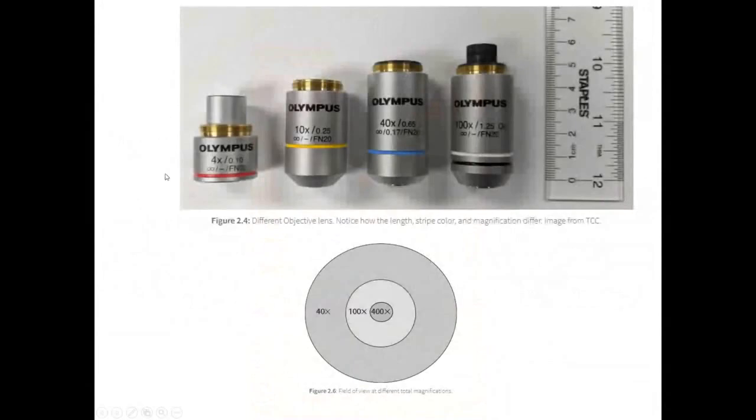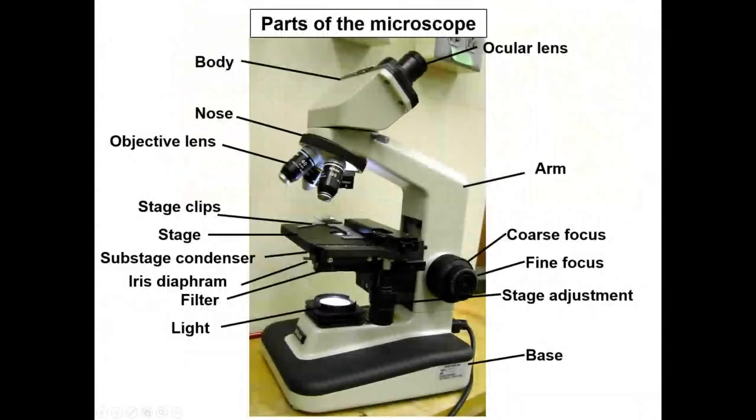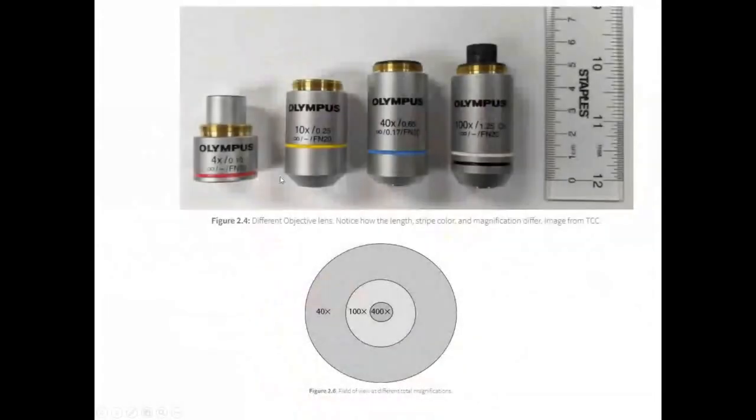Okay, so one of the things I just want to point out is these objective lenses that you see right here. They're different lengths and they have different magnification powers. So the shortest one magnifies 4 times. It has a red stripe. The next one magnifies 10 times. It has a yellow stripe. The next one 40 times. It has a blue stripe. The next one 100 times. It has a white stripe. And you can see that the lens gets longer as it gets more powerful in terms of magnification. But what's interesting is that what you see is smaller as you go up in magnification.